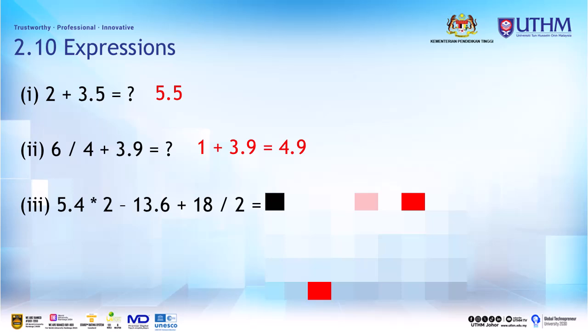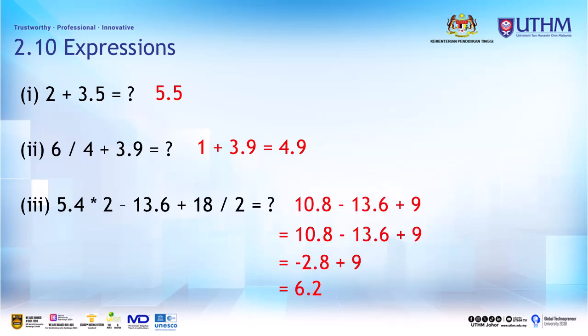Finally, we analyze 5.4 times 2 minus 13.6 plus 18 divided by 2. According to the order of operations in C++, multiplication and division are performed first, followed by addition and subtraction. Thus, the final result is 6.2. By understanding these rules, you can accurately predict how C++ evaluates mathematical expressions and avoid common pitfalls in calculations.